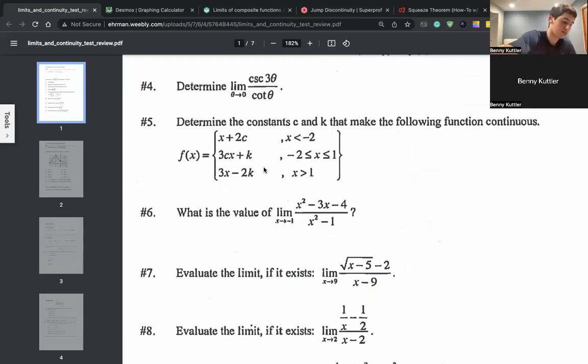Now we're going to learn a rule that we don't learn until later in the curriculum, but because you're likely watching this towards the end of the year and you'll have already learned these concepts, I'll talk about it now. So this is called L'Hopital's rule. Let me open a whiteboard.